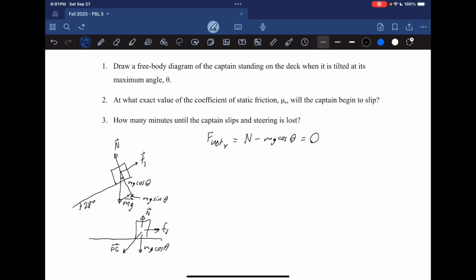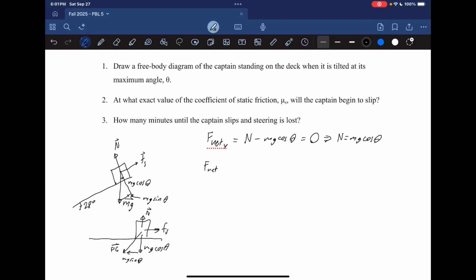And the only thing that would contribute to motion is if the gravitational force in the x direction, our mg sine of theta, was greater than the force of static friction. From all that, we can determine that n is equal to mg cosine theta. We can use this to calculate for the static friction now.